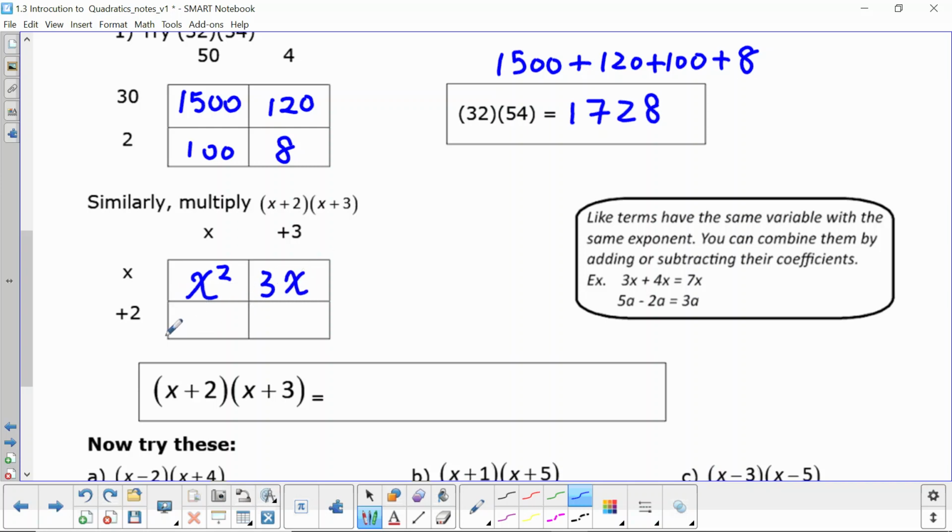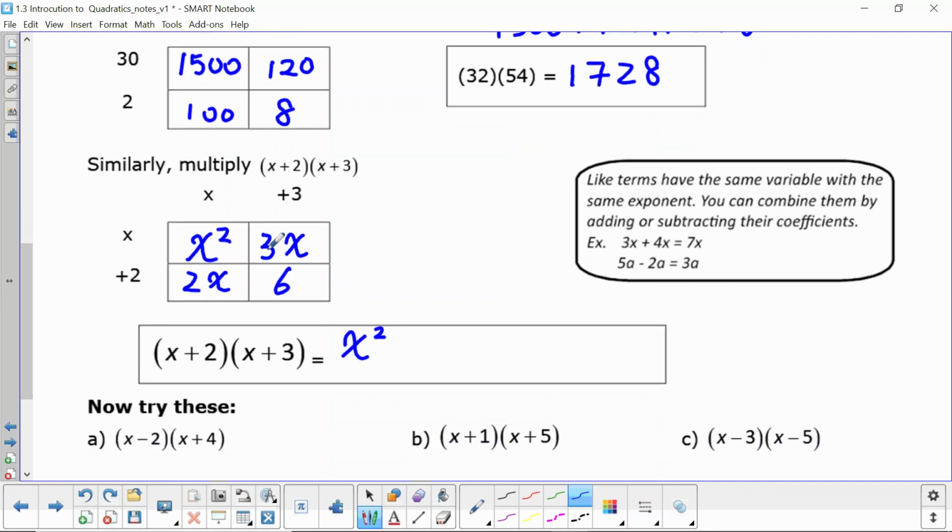Then for this box, the area, one side is x, another side is 2, length times width gives you 2x. And for the last box, 3 times 2 gives you 6. Then for x plus 2 times x plus 3, by using the area model, we know how to find the expanding of these two. Simplify. So 3x plus 2x, we can collect the like terms. It will be 5x, then plus 6.